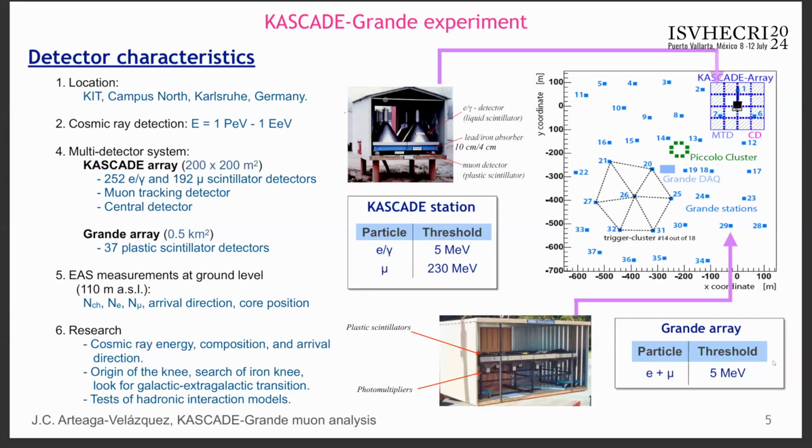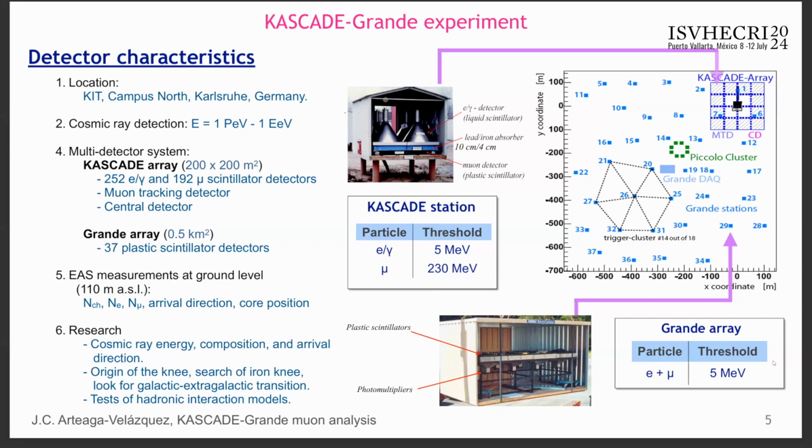So with this array, we were able to measure different observables. For example, the total number of charged particles, that is electrons plus muons. We were also able to separate the number of muons. We also get the arrival direction and the core position.